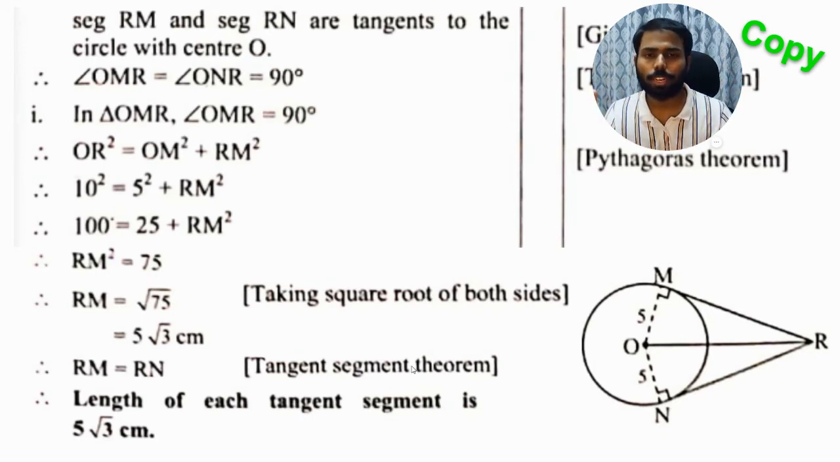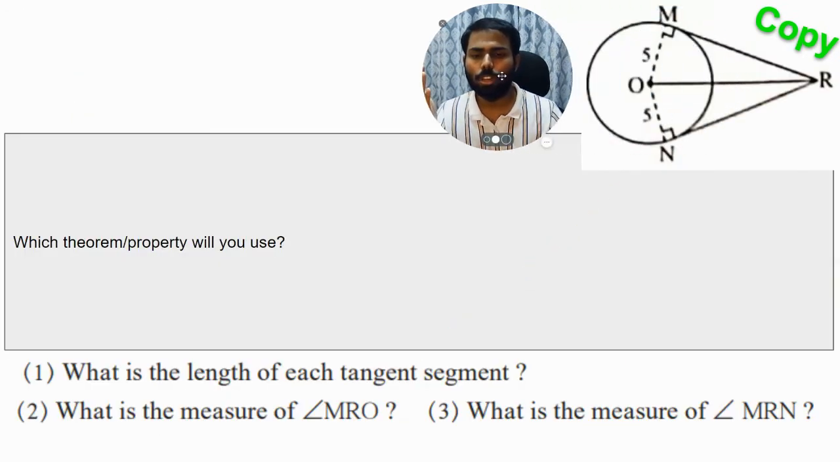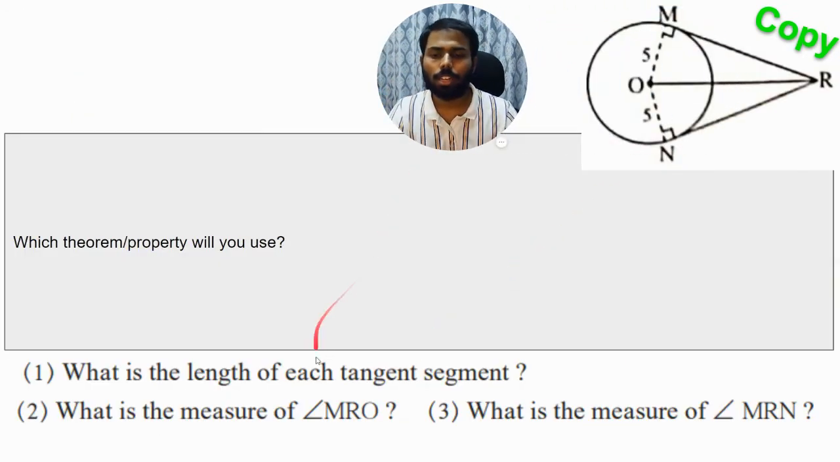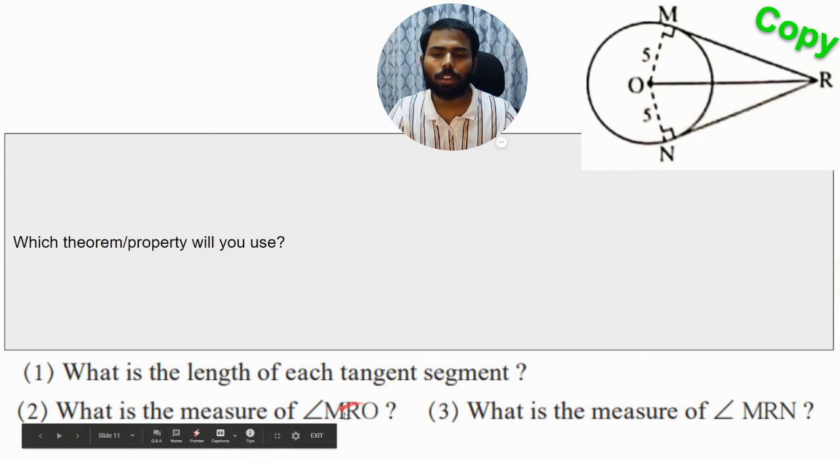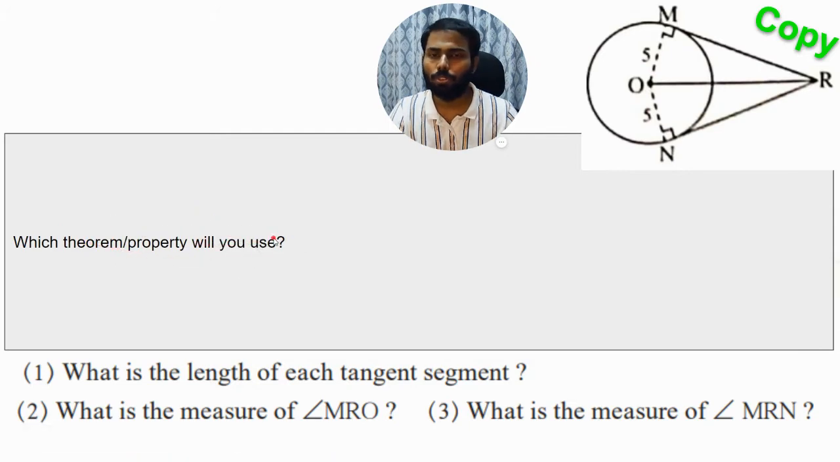Now let's move on to the second part. So the second part, it asks you to find the measure of angle MRO. What is angle MRO? MRO is over here. This smaller angle they are asking. So which theorem or property will you use? I'm going to give you a few hints. Okay. First thing to notice here is this is a right angle triangle. The second thing to notice is this is 5 centimeters and this is 10 centimeters. So right angle triangle, 5 centimeters, 10 centimeters.